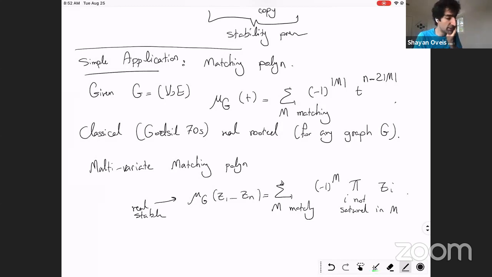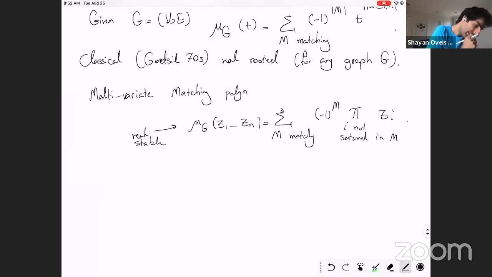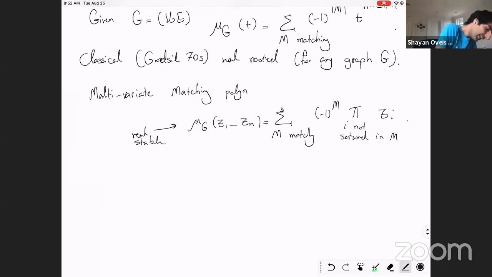We said that real stable polynomials are closed under symmetrization. You would get back the matching polynomial. But this is a much stronger fact. This is sort of a multivariate generalization of Heilmann-Lieb's theorem. Now, how do we prove this one? Equivalently, I can prove this one. Let's call it mu G bar, to be this one, minus 1 to the m, product of zi, where i is saturated in m.